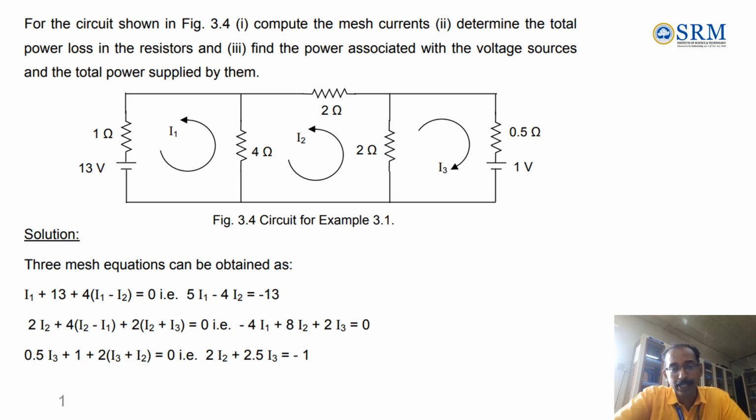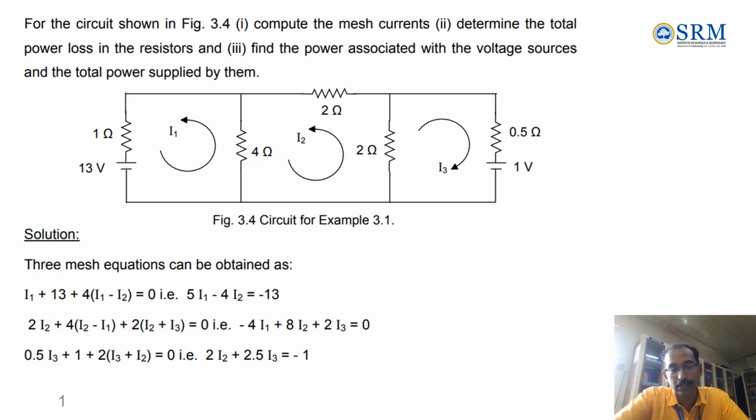The definition for a loop is any closed path you can call a loop. For example, all meshes here you can call a loop, but the reverse is not true. All loops we cannot call a mesh. For example, here three meshes, mesh 1, mesh 2, mesh 3. All three meshes I can call a loop.